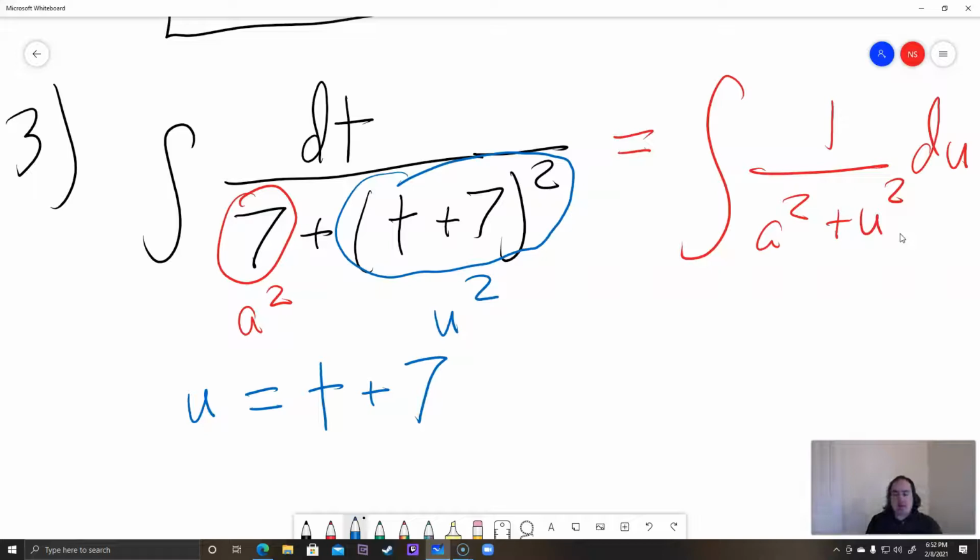And then if we take the derivative of both sides, we get du/dt is equal to 1. Because the derivative of the variable t is just 1. And the derivative of 7, because it's a constant, is 0. So du/dt equals 1. And then if I multiply both sides by dt, here I actually get du equals dt.